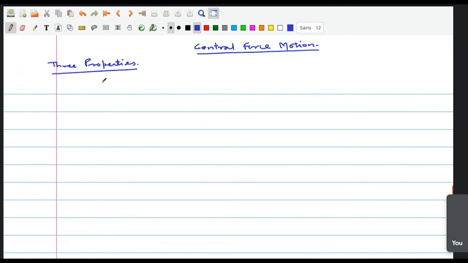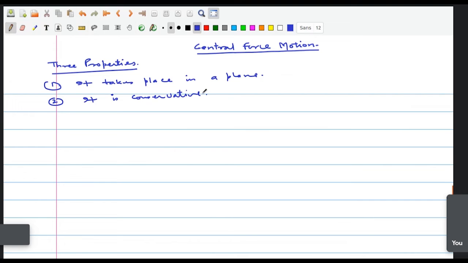The first one, it takes place in a plane. The second, it is conservative. Conservative means, what does it imply? What does it mean by conservative?